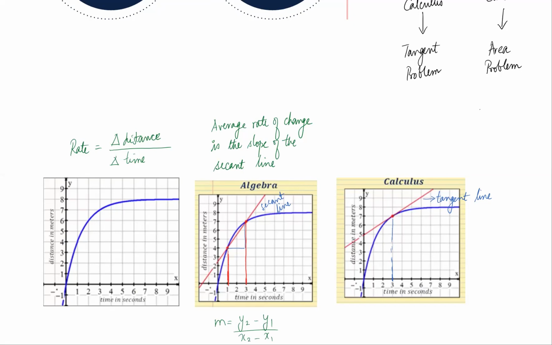On the other hand, in calculus, we are not talking about the average rate of change. We are talking about the instantaneous rate of change. And that is the slope of the tangent line.